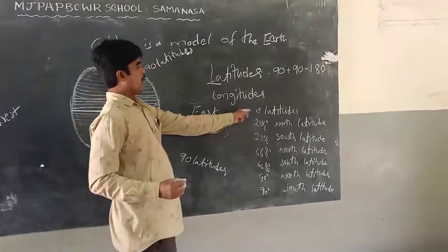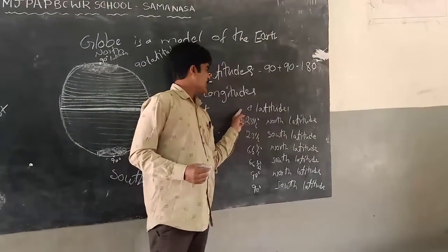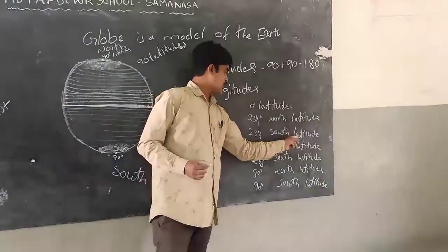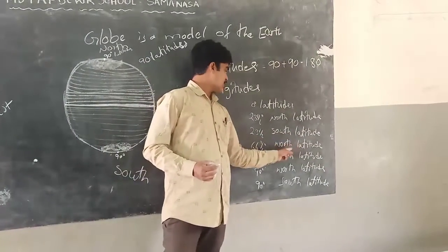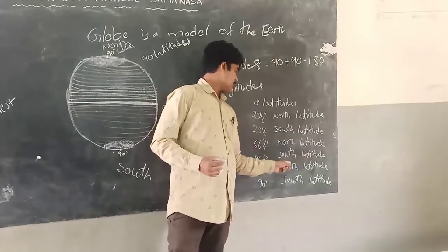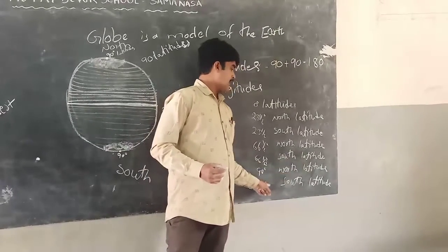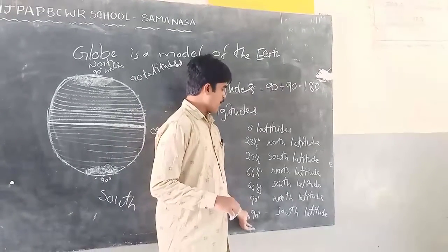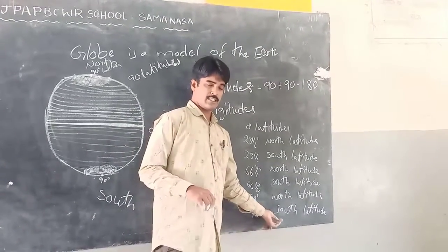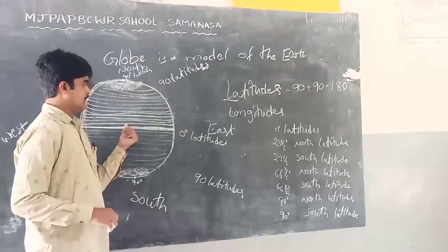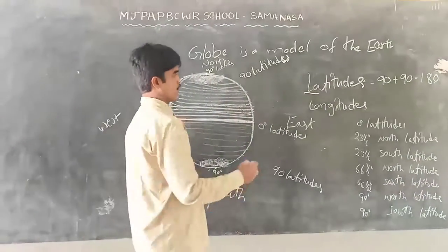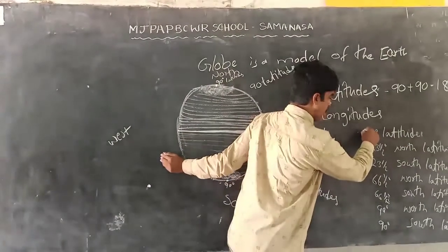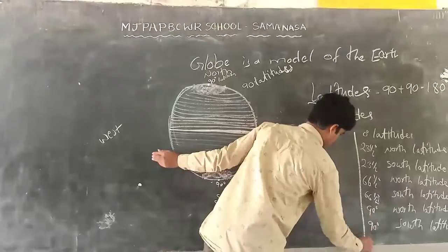So these are the prominent imaginary lines on the globe: the 0 degree latitude, 23.5 degrees north and south latitudes, 66.5 degrees north and south latitudes, and 90 degrees north and south latitudes. These are some important prominent latitudes.